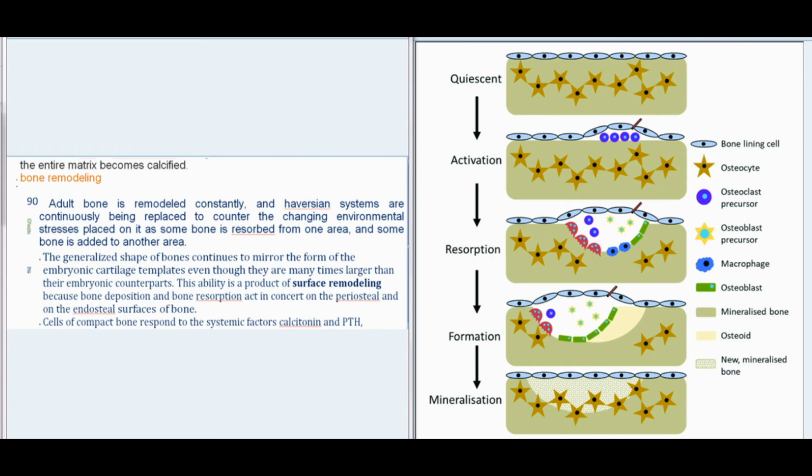Bone remodeling. Adult bone is remodeled constantly, and Haversian systems are continuously being replaced to counter the changing environmental stresses placed on it, as some bone is resorbed from one area, and some bone is added to another area. The generalized shape of bones continues to mirror the form of the embryonic cartilage templates, even though they are many times larger than their embryonic counterparts. This ability is a product of surface remodeling because bone deposition and bone resorption act in concert on the periosteal and on the endosteal surfaces of bone.